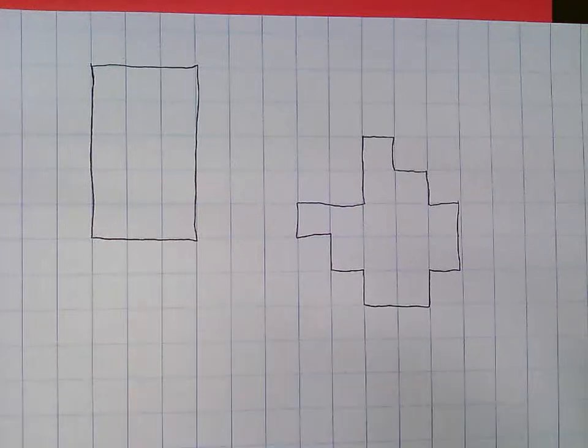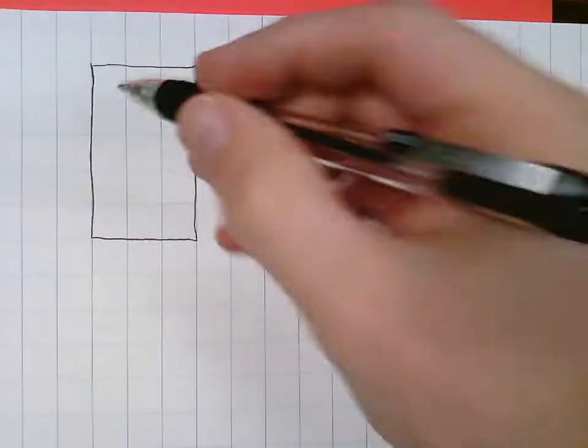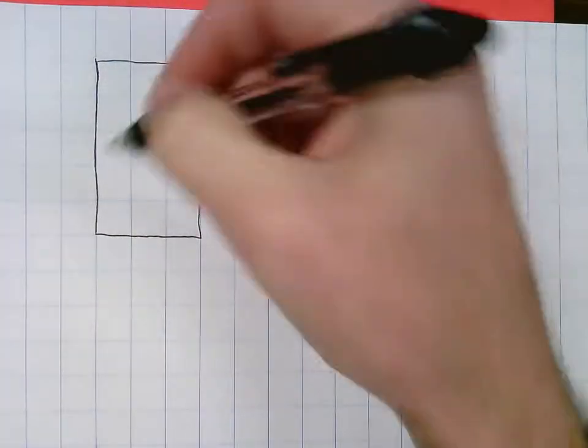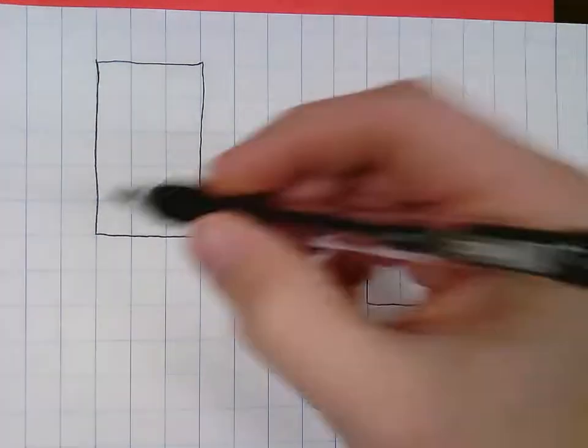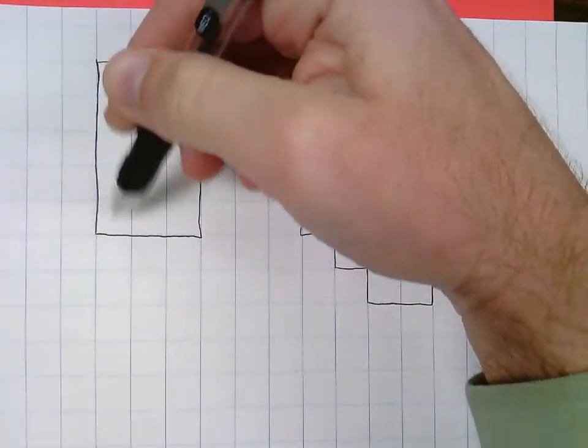Area is the inside of a shape. So when we figure out the area, we are figuring out how much space is covered on the inside of the shape. We talked about perimeter before. Perimeter is measuring the distance around the outside, and area is on the inside.